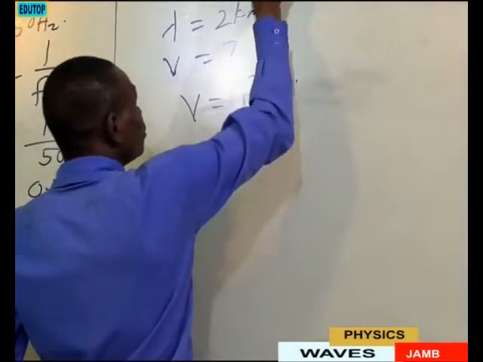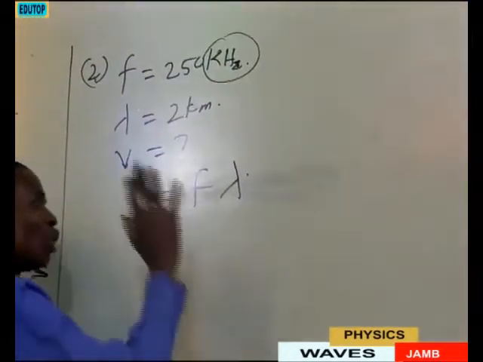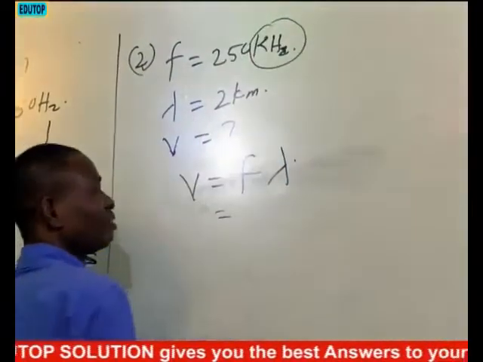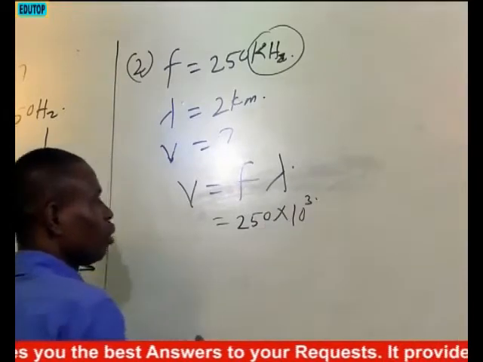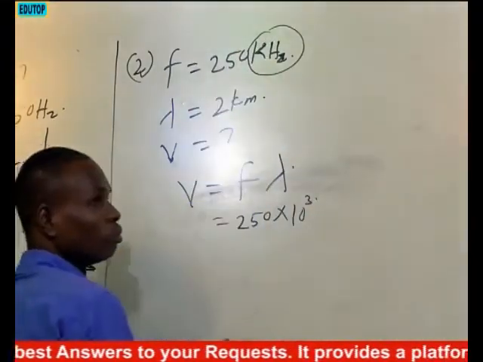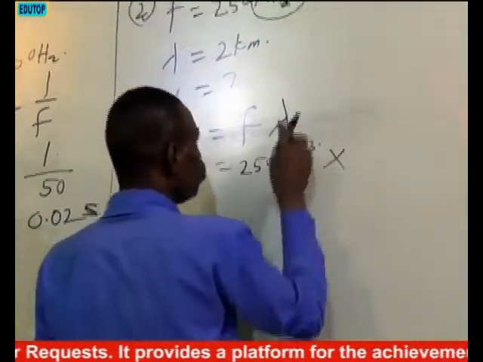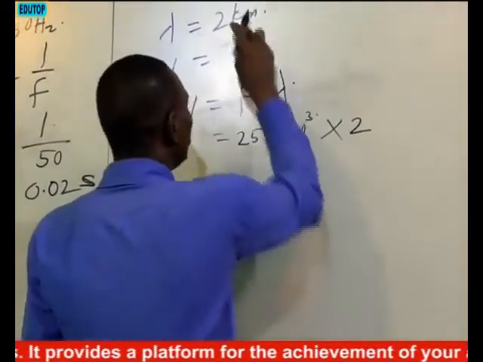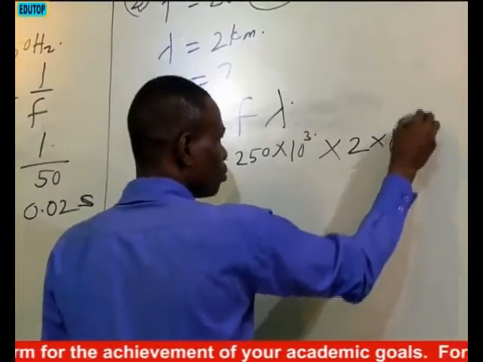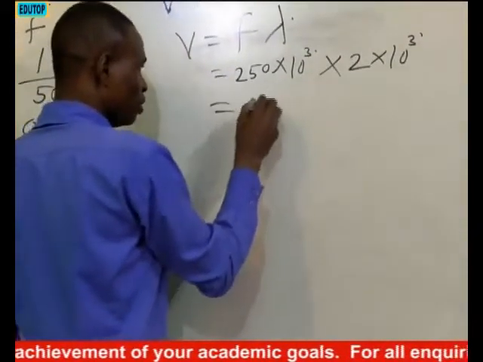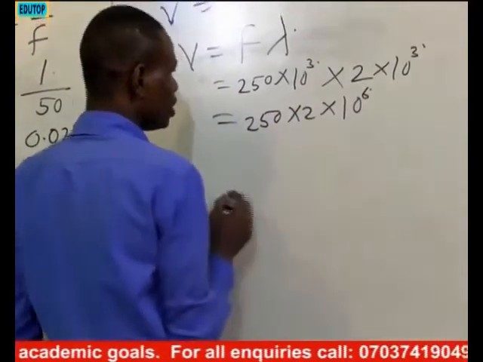Please take note of this. This is kilohertz. The normal unit of frequency is hertz. 250 times 10 raised to power 3. Where are we having 10 raised to power 3? Kilo. This is now in hertz, it's no more in kilohertz. Then times wavelength, 2 kilometer. Kilometer times 1000, which is equal to 250 times 2, 10 raised to power 6.